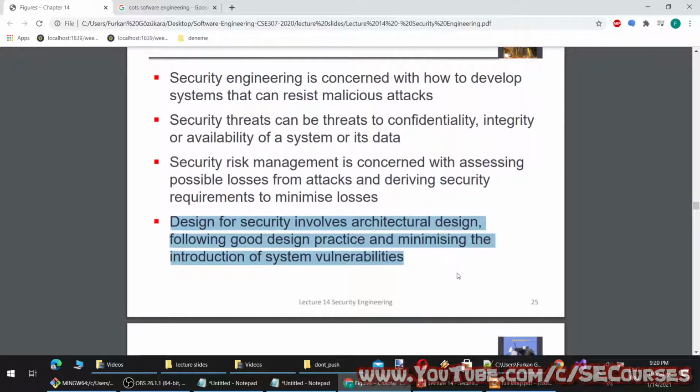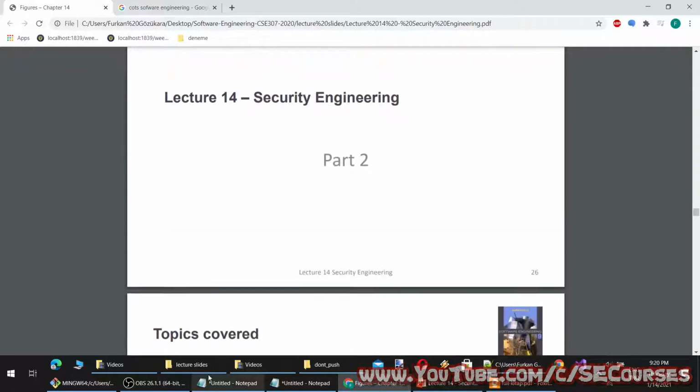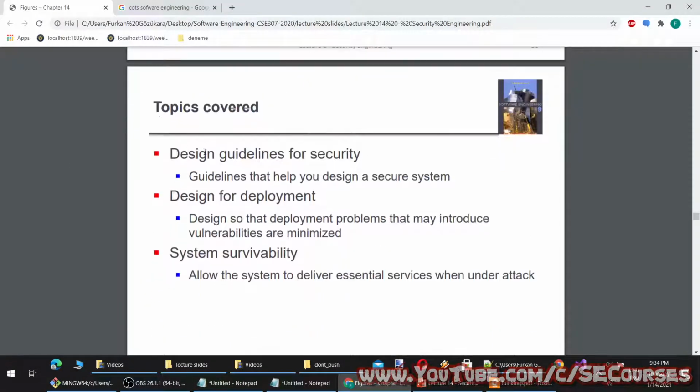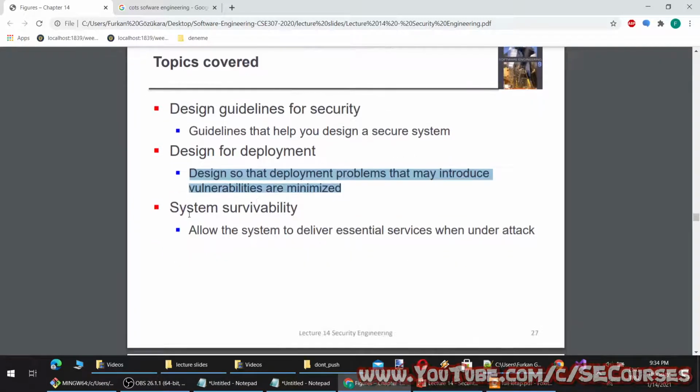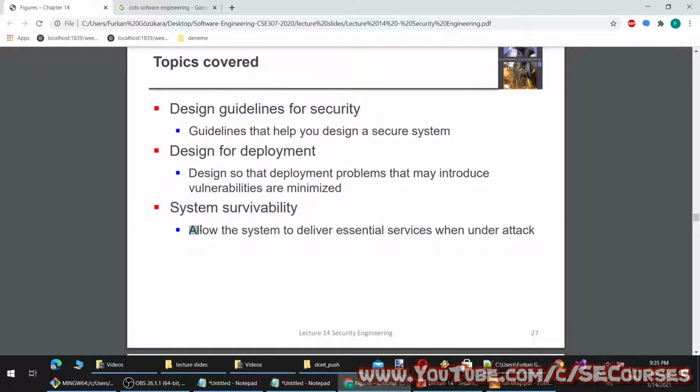Design for security involves architectural design, following good design practice and minimizing the introduction of system vulnerabilities. Okay, so now part 2, I will take a pause. Okay, so the part 2. In part 2, design guidelines for security, guidelines that help you design a secure system; design for deployment, so that deployment problems that may introduce vulnerabilities are minimized; system survivability, which allows the system to deliver essential services when under attack.